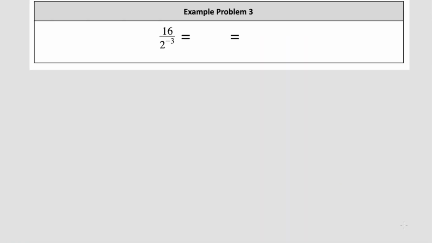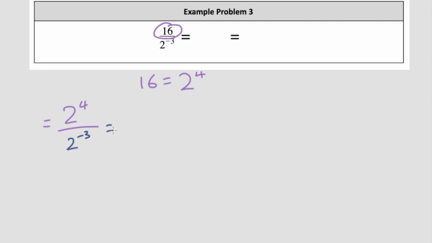Let's look at one final example. It's kind of similar to what we've been doing. So we have 16 over 2 to the power of negative 3. Well, first I notice that the bases don't look like they're the same, so maybe I can't use the quotient rule here. That's wrong. You actually can use it because 16 is a hidden base of 2. 16 is equal to 2 to the power of 4. So I'm going to rewrite this using the first method.